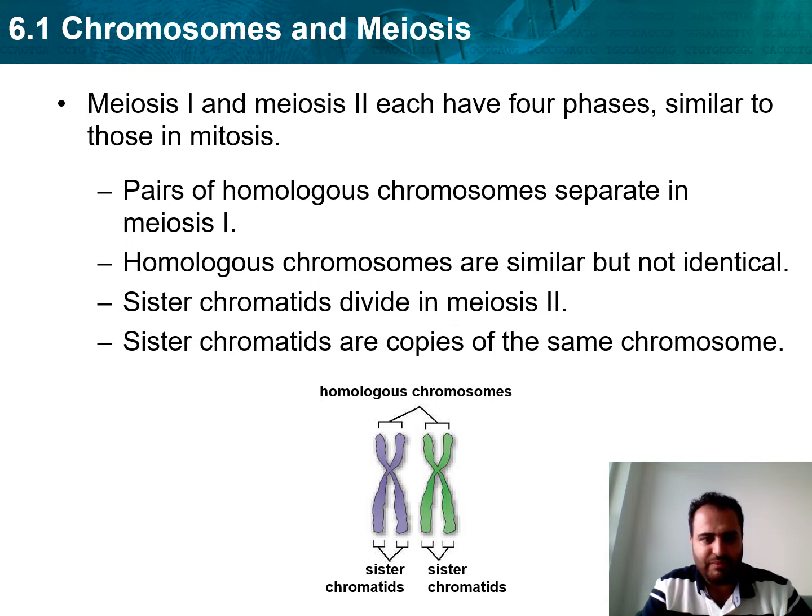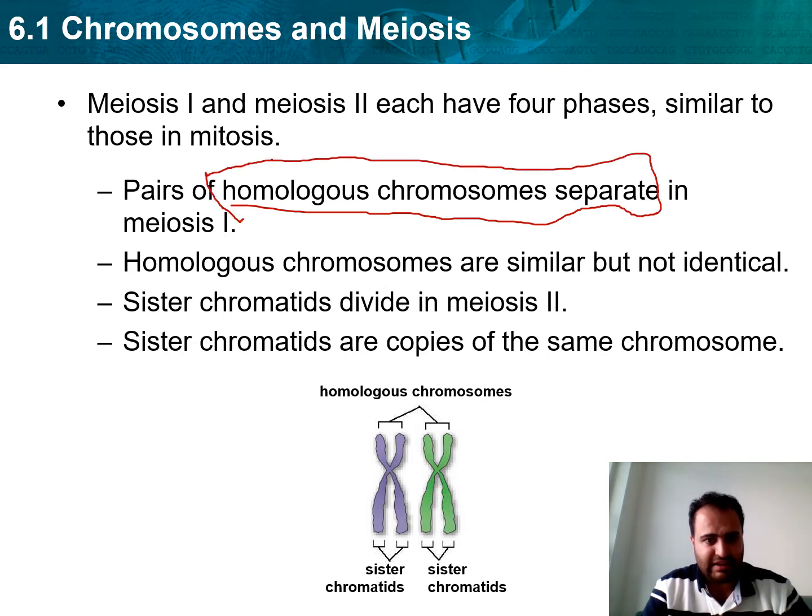So the pairs of chromosomes, we call them homologous pairs. In the first division, homologous chromosomes separate. What do I mean? It means that the 46 chromosomes are going to separate into 23 in one cell, 23 in the other cell.